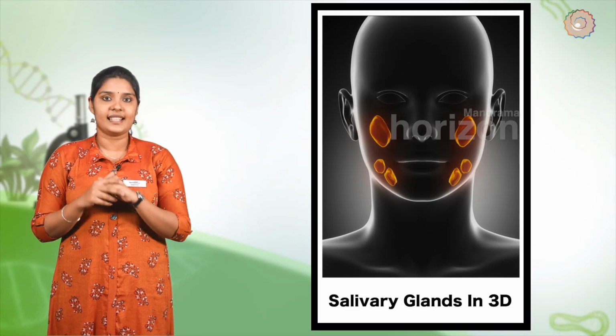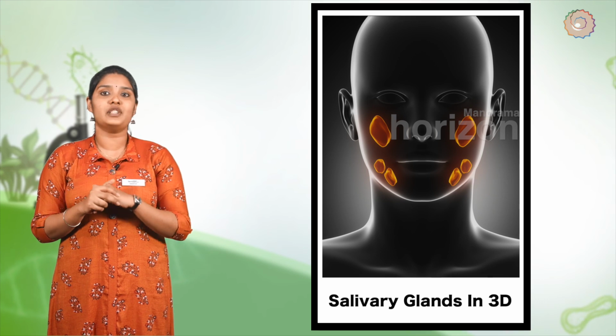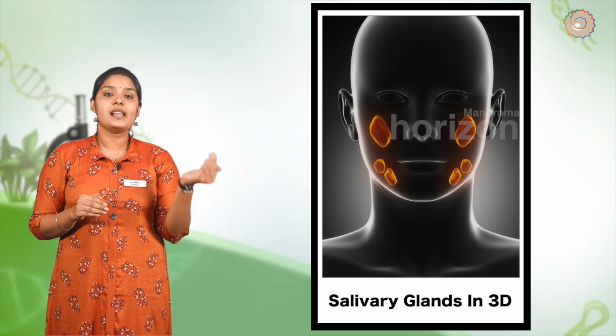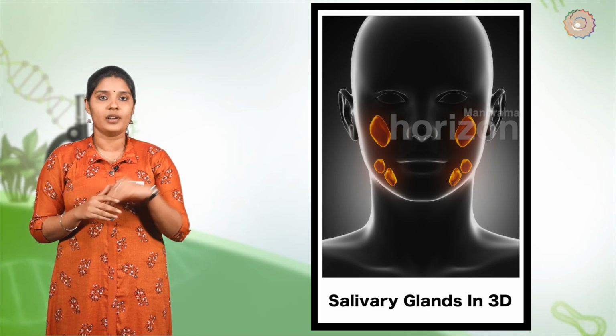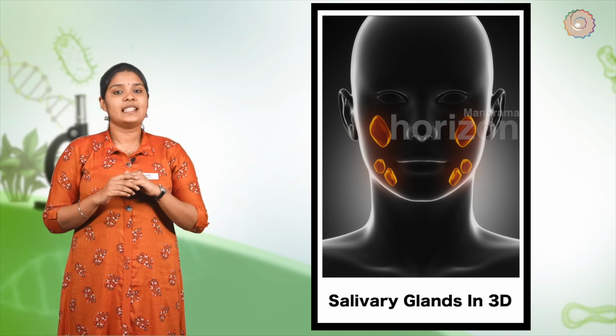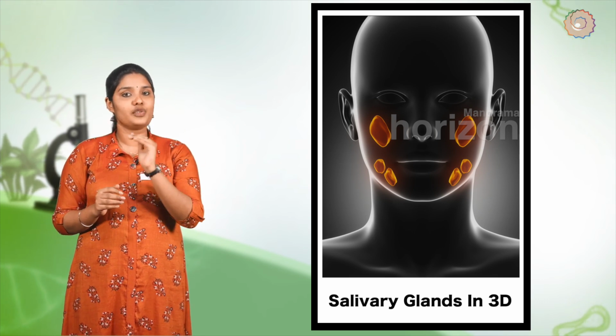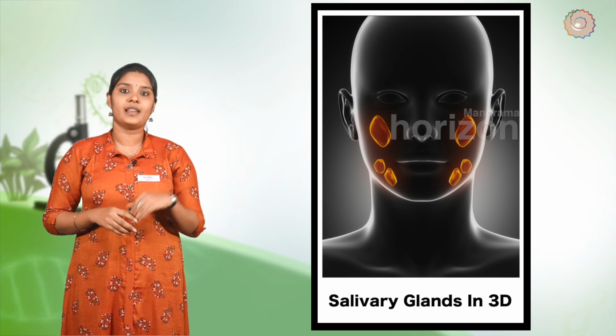Salivary glands secrete saliva. Saliva makes the food slippery, which makes it easier to swallow the food. Saliva also contains the enzyme called salivary amylase. Salivary amylase digests starch and converts it into sugar molecules like sucrose.